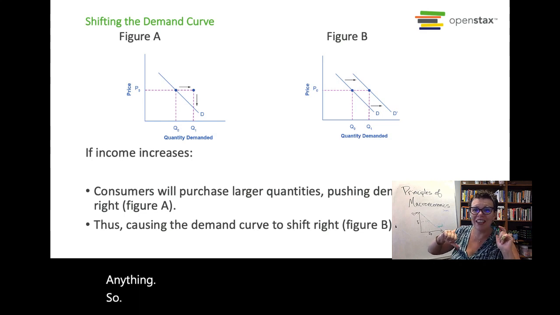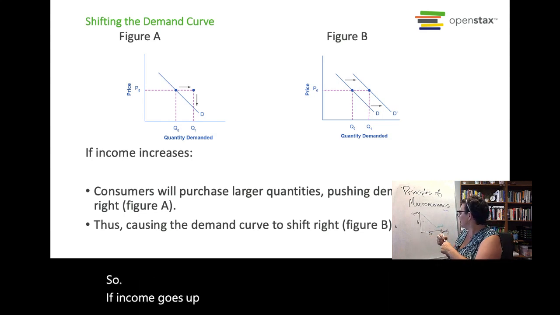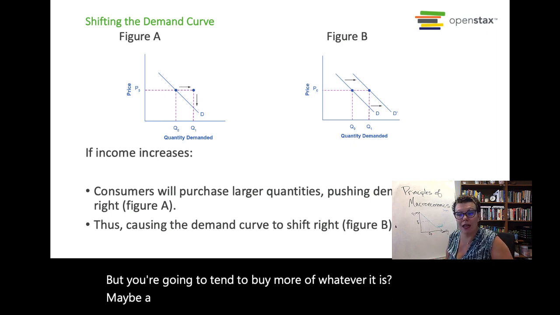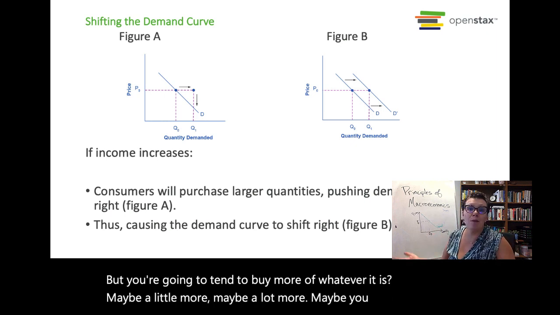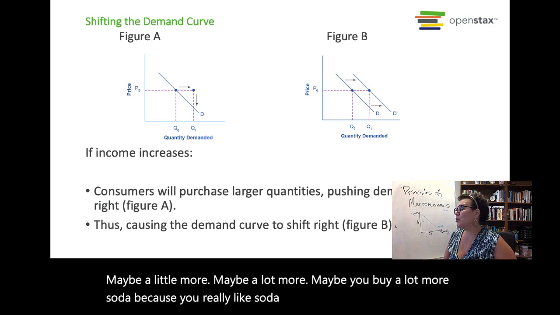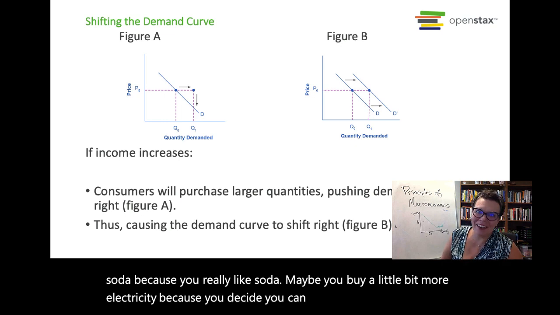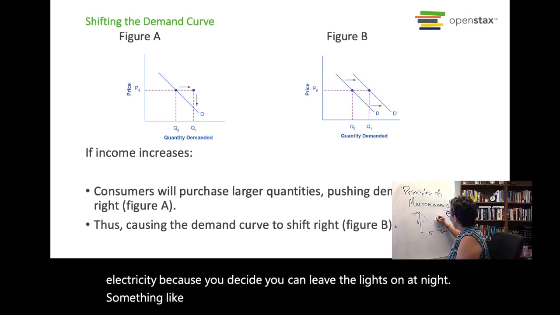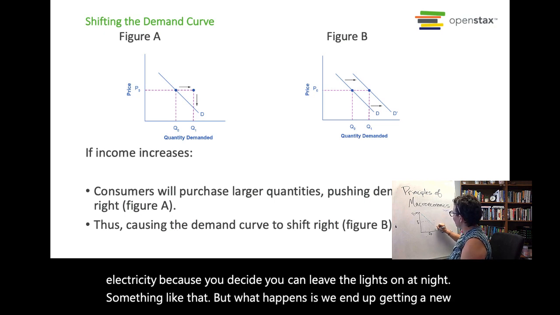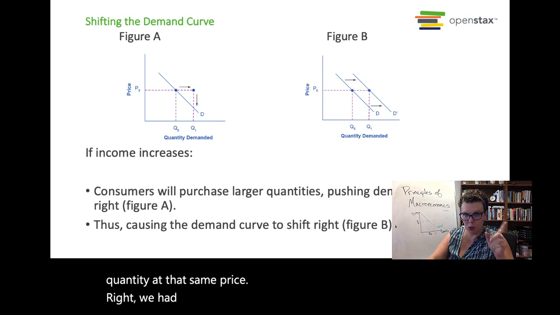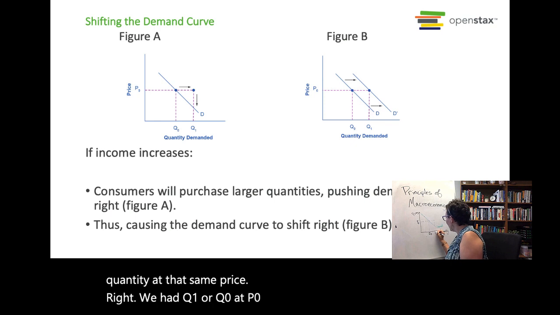So if income goes up, the price didn't change, but you're going to tend to buy more of whatever it is. Maybe a little more, maybe a lot more. Maybe you buy a lot more soda because you really like soda. Maybe you buy a little bit more electricity because you decide you can leave the lights on at night. But what happens is we end up getting a new quantity at that same price, right? We had Q0 at P0. Now we have Q1 at P0.